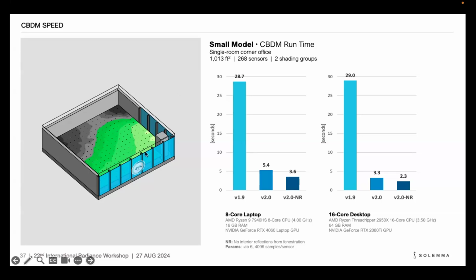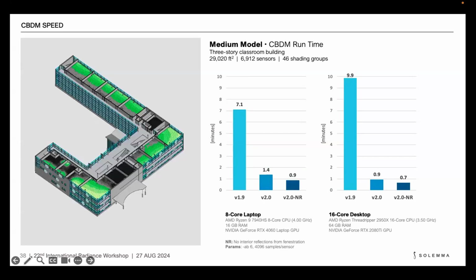And the simulation times for a small office like this, using 7 ambient bounces and 4,000 ray samples per sensor point, dropped from about 28 seconds on our original version down to as low as 2.3 seconds for the performance desktop. So this is a small model. It's really fast at any rate. But when you get into bigger models, this goes from 7 to 10 minutes down to less than a minute, which is a pretty big improvement and will allow you to iterate through designs instead of waiting around for 10 minutes for a simulation to finish.